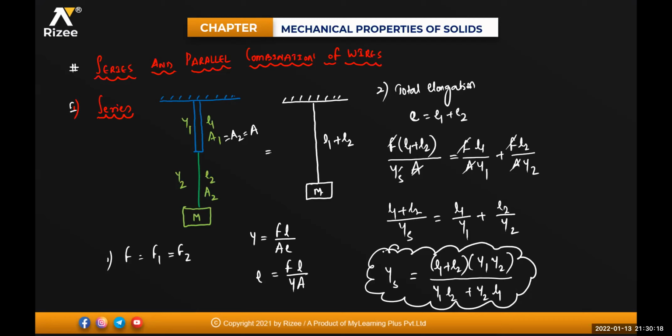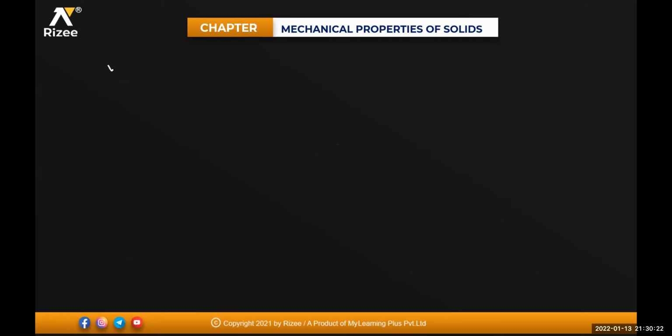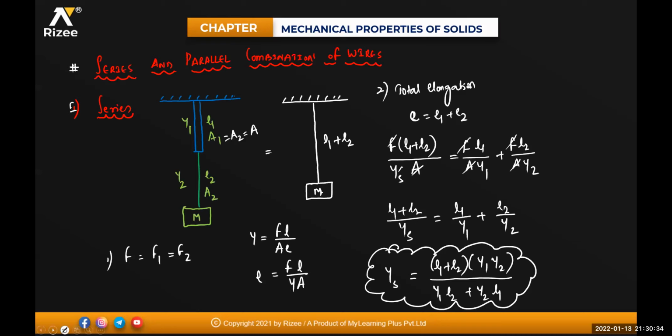Now if you tell me what will happen if the lengths are also the same, I can take even that case here. If L1 is equal to L2 is equal to L, then the Young's modulus in the series combination will become how much, beta? Anyone? You see here, L1 plus L2, if they are the same, will become 2L, and here L will become common. So L gets cancelled everywhere: 2Y1Y2 divided by Y1 plus Y2.